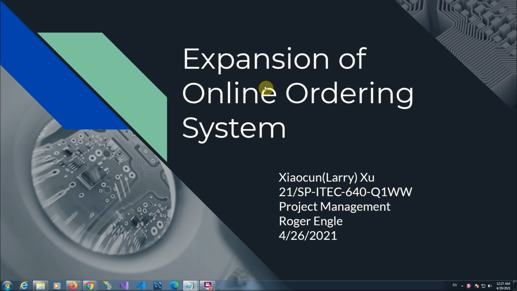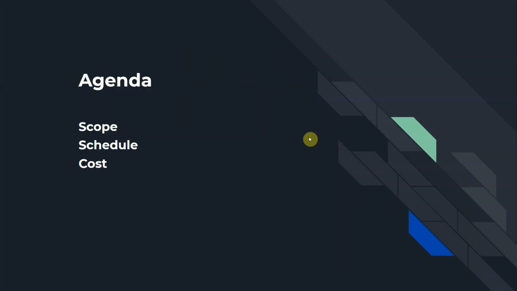Again, my project is about adding new features to my online pizza ordering system, so it allows customers to order food from many different restaurants. So, this presentation will be pretty much about how I converted the scope into a work breakdown structure, and further how I translated the work breakdown structure into a schedule. And finally, I will talk about estimated cost.